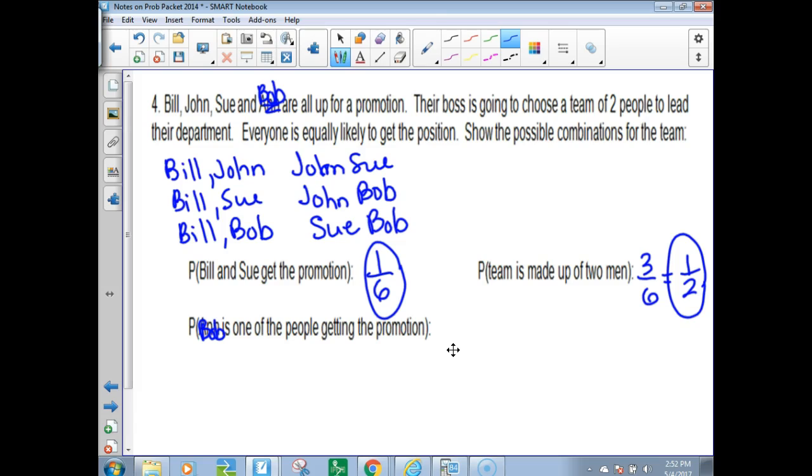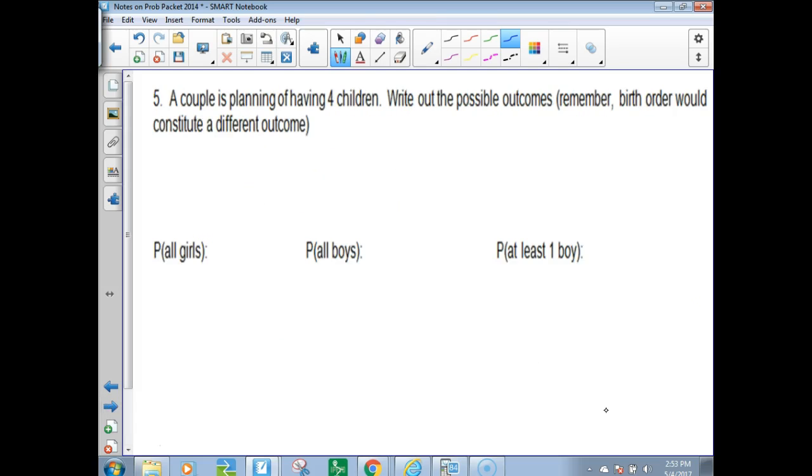All right. Bob is one of the people getting the promotion. He's 3 out of 6, which is half of the time. I guess everybody has a 50-50 chance of getting it, right? Except we don't know what that boss is thinking about them. These are, again, theoretical.